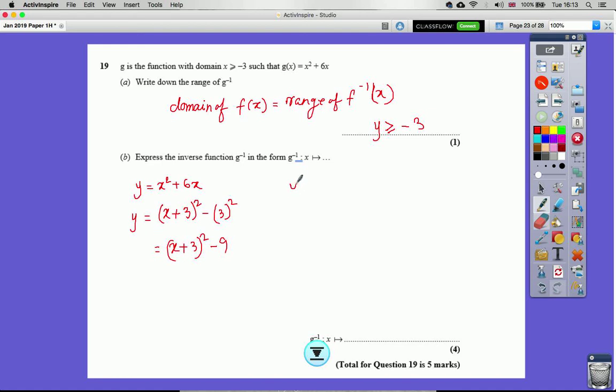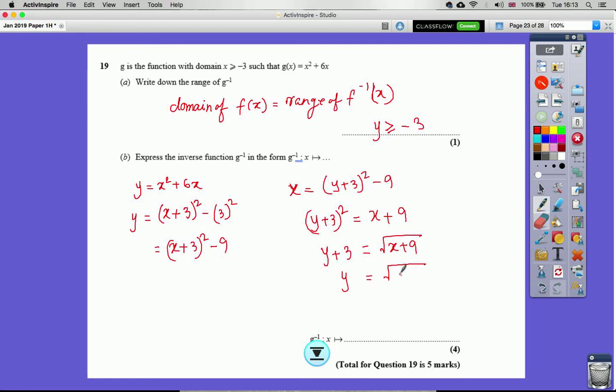So if I complete the square of x squared plus 6x, I will get x plus 3 all squared minus 9. So now I'm going to substitute the x's and the y's. So x is equal to y plus 3 all squared minus 9. Now I'm going to make y the subject of the formula. So y plus 3 all squared is equal to x plus 9, or y plus 3 is equal to square root of x plus 9, or y is equal to square root of x plus 9 minus 3.